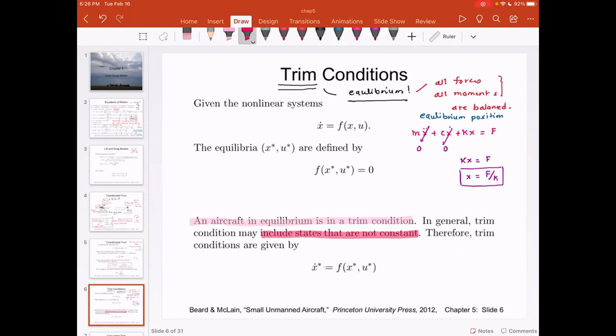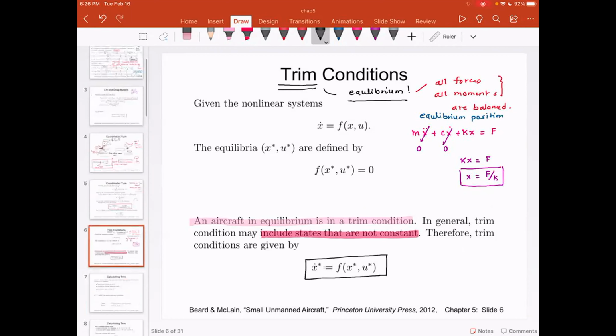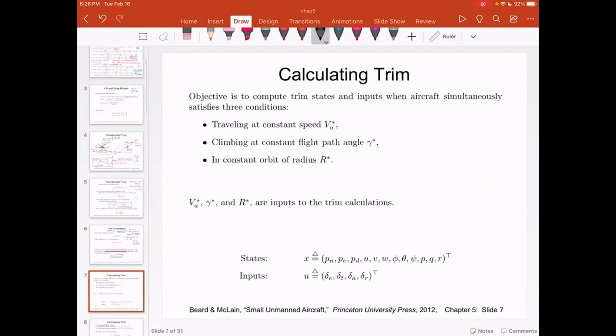In other words, the trim condition is given as some of these states are zero, some of these states are constant, but not all the states are constant. For example, forward speed cannot be zero. So that's why trimming is considered when the aircraft is in level flight. So how do we calculate trim? Now, for trimming calculation, a few conditions need to be satisfied.